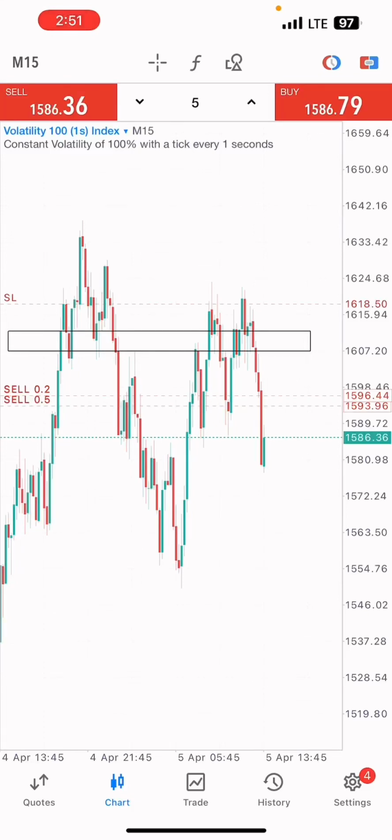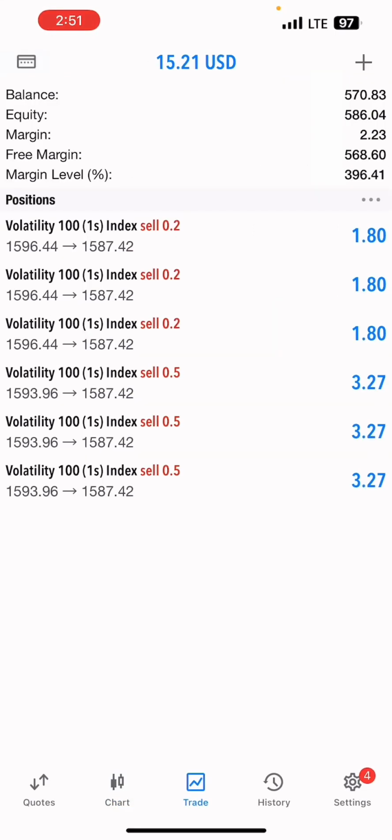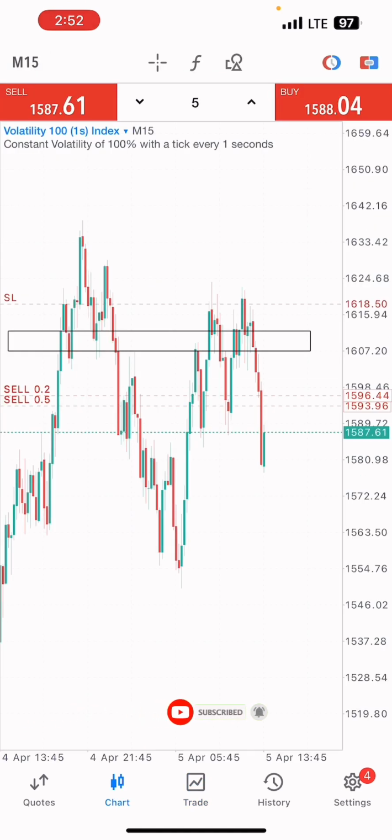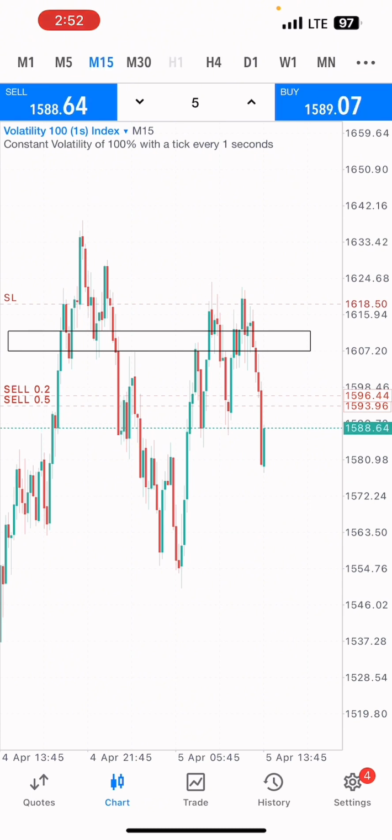Hey guys, I took a sell trade on the V101S index and we're moving in profits. We are $15 up in profits on my $570 account size, currently running up in profits, right? So what's the market analysis on this index? I'm still expecting more sells basically on the V101S index.